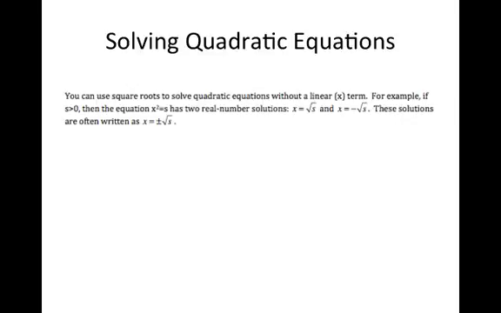Okay, so we want to be able to solve quadratic equations. And you can use square roots to solve quadratic equations without a linear x term. For example, if s is greater than 0, then the equation x squared equals s has two real number solutions. X equals square root of s and x equals negative square root of s. These solutions are often written as x equals plus or minus square root of s.